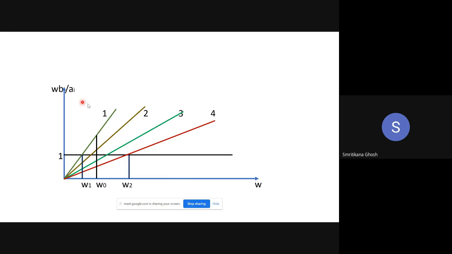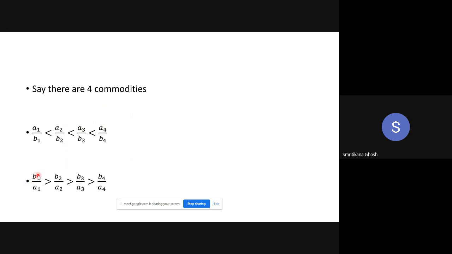Now look, there are four lines, one, two, three, four. The line 1 is representing commodity 1. Similarly, 2 for commodity 2, 3 for commodity 3, and 4 for commodity 4. How am I getting this? Look, B1 by A1 is the highest among these four commodities. So if I multiply W into B1 by A1, that will be the steepest one. B and A are constant because these are the unit labor requirements. We assume those as constant.